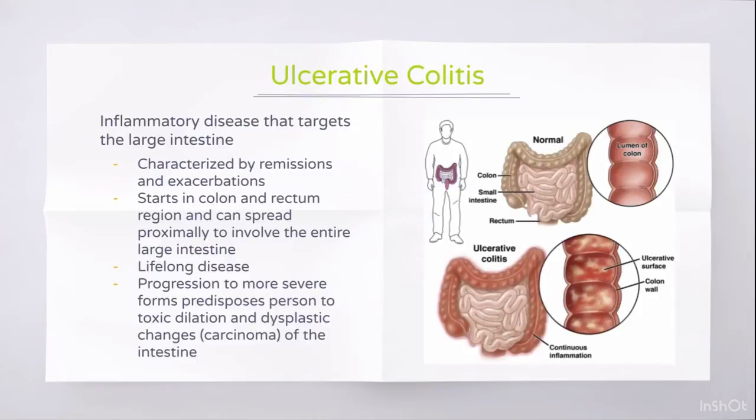So first, for ulcerative colitis, it is an inflammatory disease that targets the large intestine, and it is characterized by remissions and exacerbations. It starts in the colon and rectum region and can spread proximally to involve the entire large intestine. It is a lifelong disease. There is no cure, and it can progress to more severe forms that predispose a person to toxic dilation and dysplastic changes known as carcinoma of the intestine. You can see here in the photo that the first intestine above is a normal intestine, and in the ulcerative colitis, you can see that there is inflammation within the large intestine and colon.